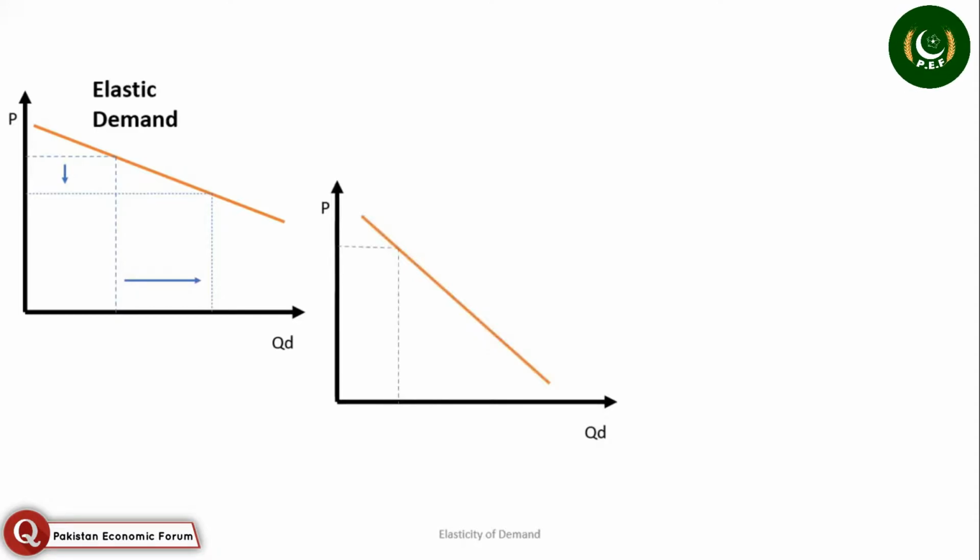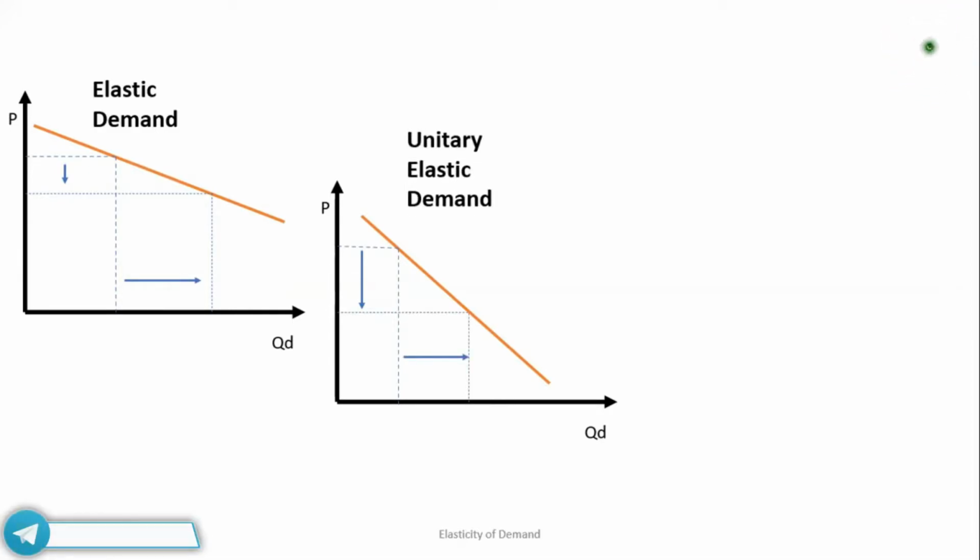Next, again, we assumed a point on a demand curve and joined it with both axes. Now, we assumed a second point and joined it with both axes. This resulted in a fall in price and an increase in quantity demanded. However, it seems that the fall in price is equal to the increase in the quantity demanded. Therefore, this is the case of unitary elastic demand.